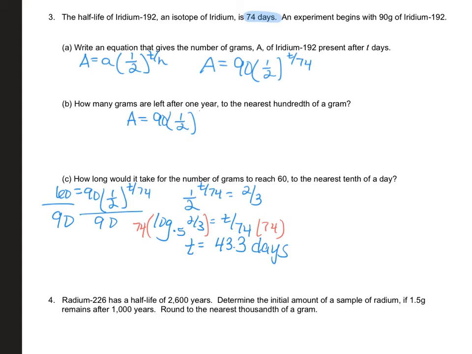So my time is going to be 365. That is really important, that you recognize that whatever time you put above the half-life is the same units of measurement. So then when you go ahead and put that whole thing in your calculator, to the nearest hundredth, you should get 2.95 grams.